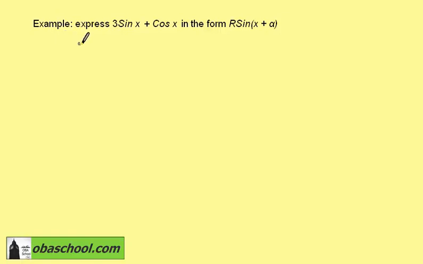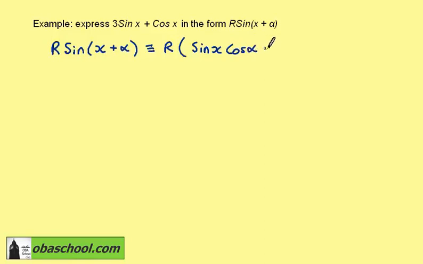We want to express 3 sin x plus cos x in the form r sin(x plus alpha). Let's first consider r sin(x plus alpha). Using the compound angle formula for sin(a plus b), we can expand this to give r times [sin x times cos alpha plus cos x times sin alpha].